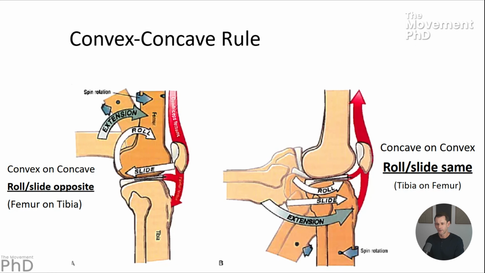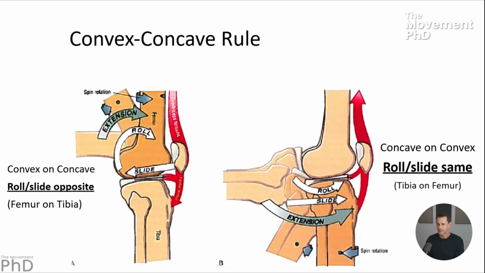Now I ask myself the final question: which direction are we moving in? In extension, the femur is moving anterior, which tells me the roll is going to be anterior. Because of the rule, now I know my slide is posterior. So from sitting to standing, I'm going to have an anterior roll and a posterior slide. That's for the squat, which is a closed chain activity.